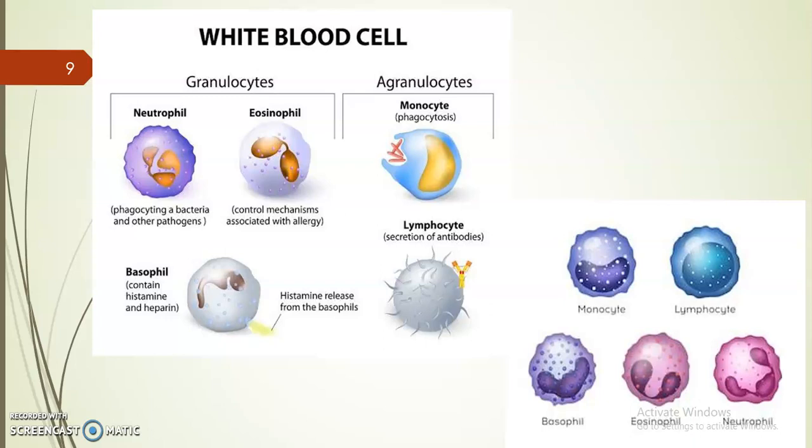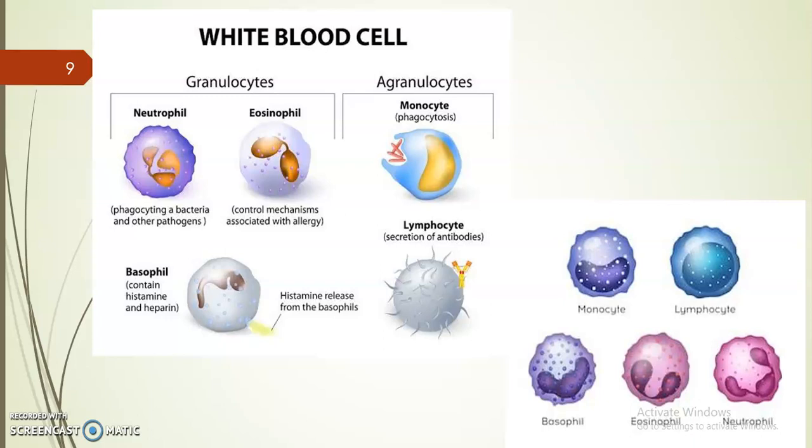Neutrophils perform phagocytosis of pathogens. Eosinophils control mechanisms associated with allergy. Basophils contain histamine and heparin. They also release histamine. Monocytes perform phagocytosis, and neutrophils also perform phagocytosis. Lymphocytes secrete antibodies.